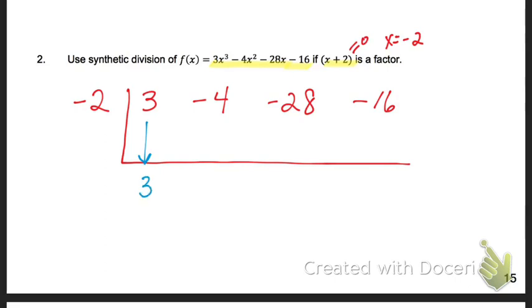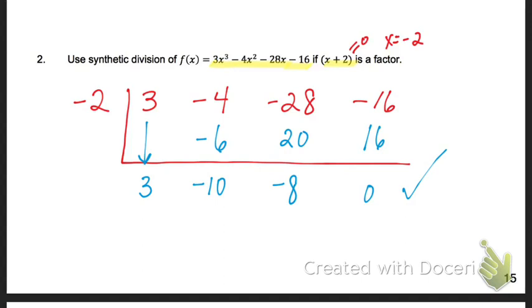First step, I bring 3 down. -2 times 3 is -6. Add down, -10. -2 times -10 is +20. Add down, -8. -2 times -8 becomes a +16. You end up getting 0. I always put a little check mark when I get a 0 because it makes me feel accomplished.